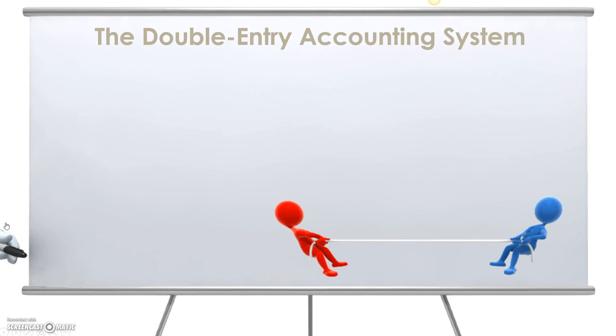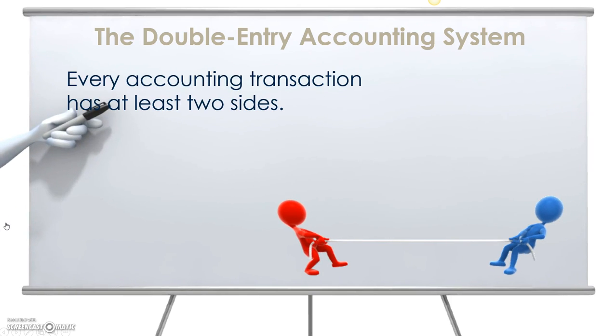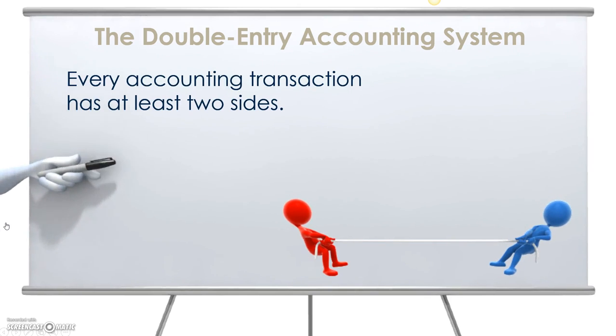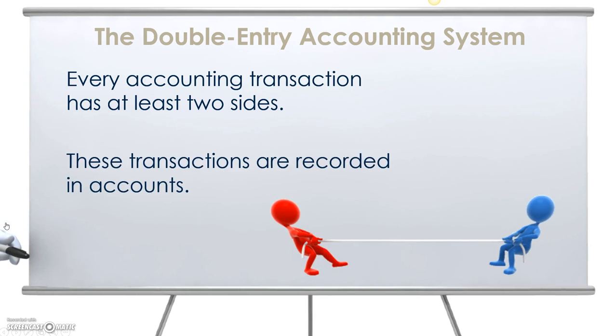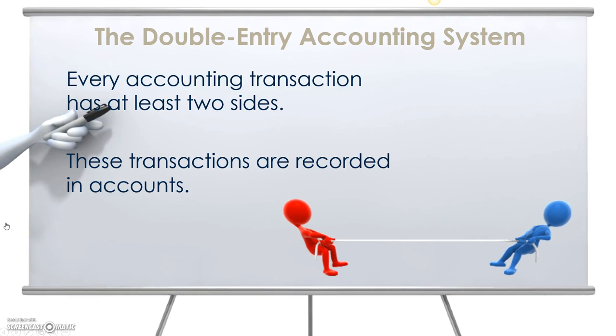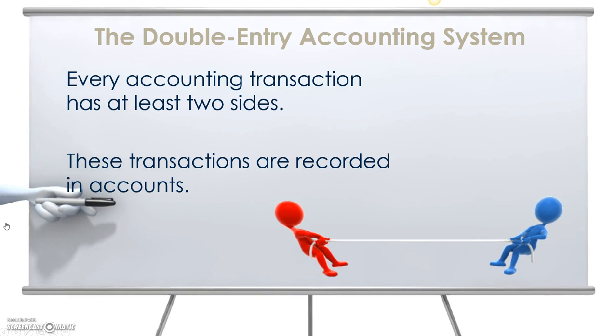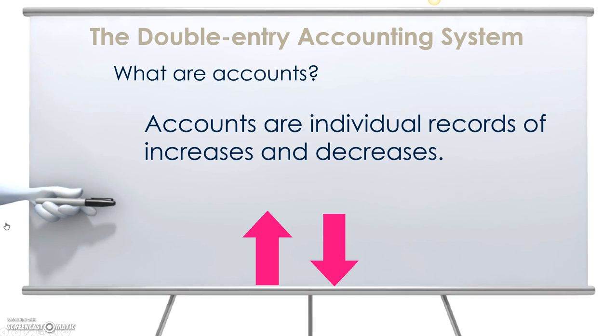Today, I want to talk about the double entry accounting system. In the double entry accounting system, every accounting transaction that we review has at least two sides. We record transactions in something we call accounts. So one of the first questions that comes up is, what exactly is an account? It's kind of tough to visualize accounts, but what they are individual records of increases or decreases.